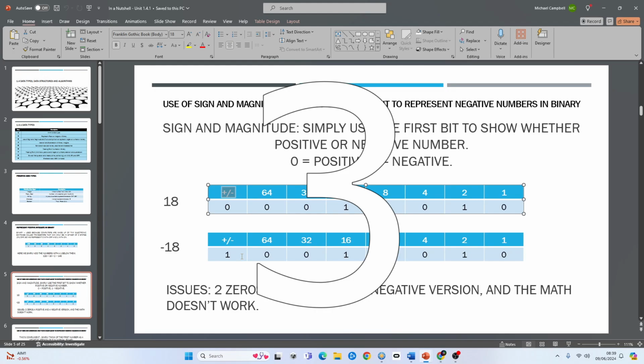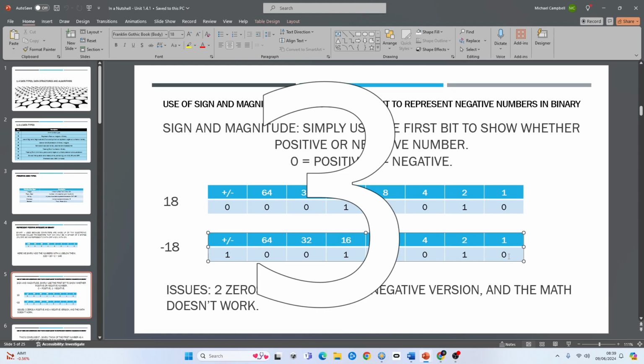And this sounds good in theory, you know, so this is 18, this is negative 18. But the problem is you end up with 2 zeros, because you can have a positive 0 and a negative 0, because we could have 0 and all zeros, or 1 and all zeros. And also the math doesn't work.